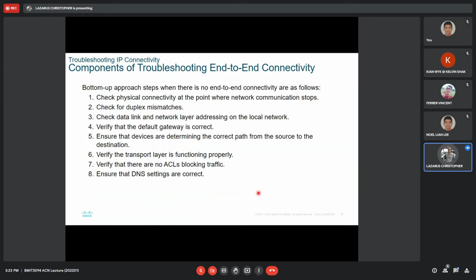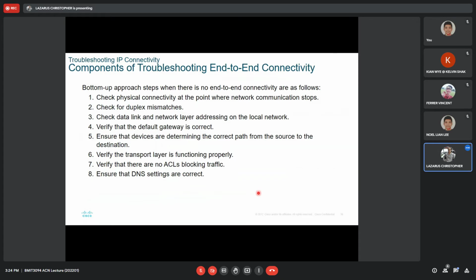Data link layer addressing is the MAC address, and network layer addressing is your IP address. So you have to check the addressing is correct. And then you need to see whether your way out of your LAN, the address is correct. So you check your default gateway. This default gateway, you basically need to configure at the host. So you go to the host and check the NIC configuration, check whether the default gateway address is provided. And if it is, then you have to check whether the default gateway address is correct.